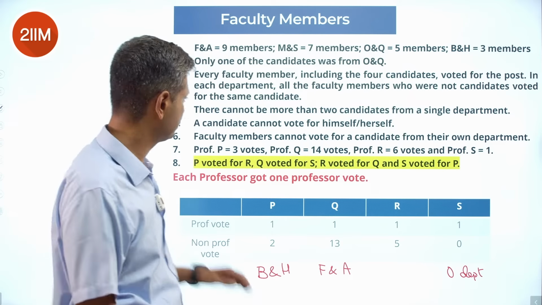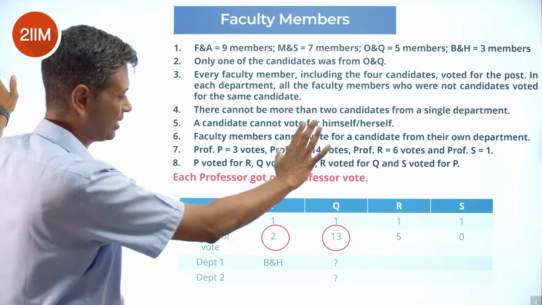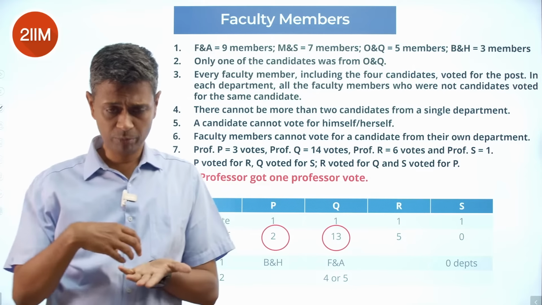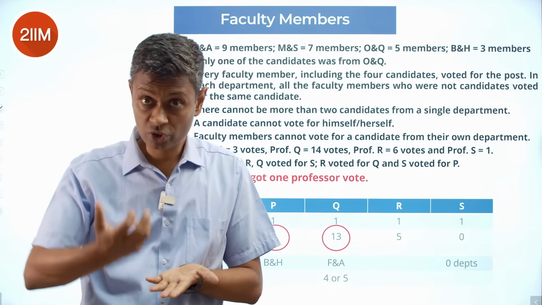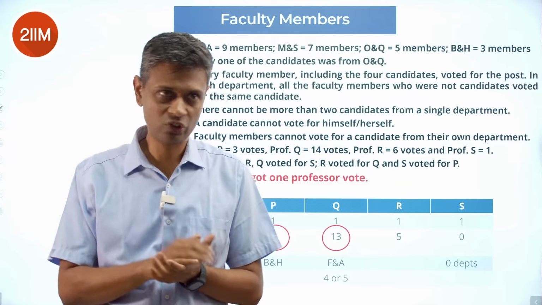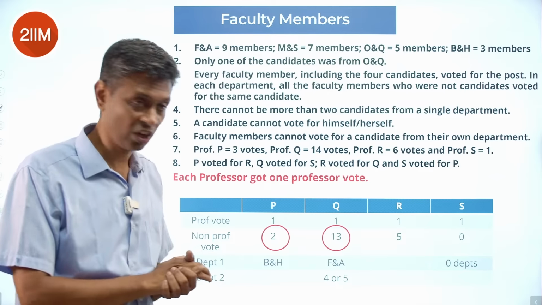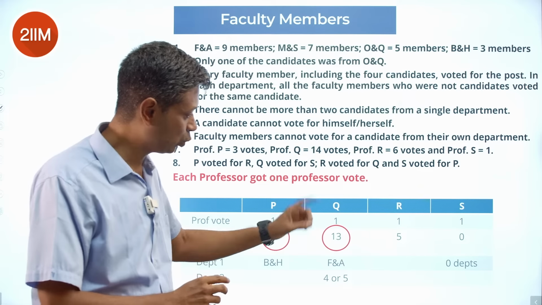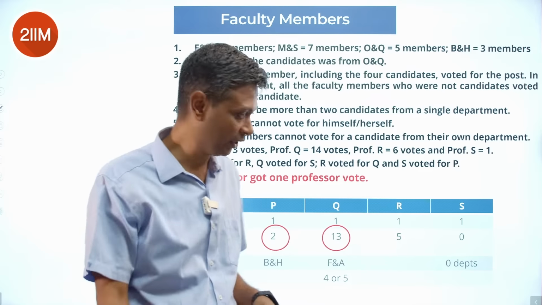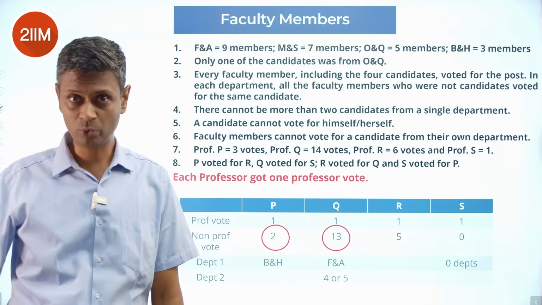Nice. Lovely. S has 0 departments. We've got F and A here. Now, F and A could have given Professor Q 8 votes or 9 votes, right? Could they have given him only 7? We'll have to think about it. But F and A could not have been only 7, because there would still be remaining. Professor Q gets only 1 professor vote. 13 we'll need to find out. This is 4 or 5 remaining, 8 or 9 remaining.